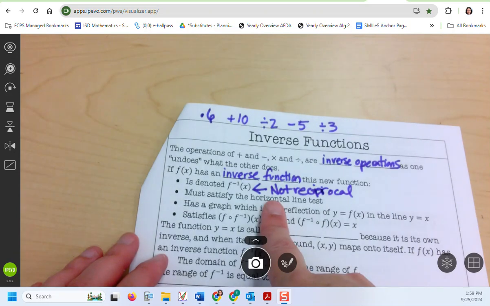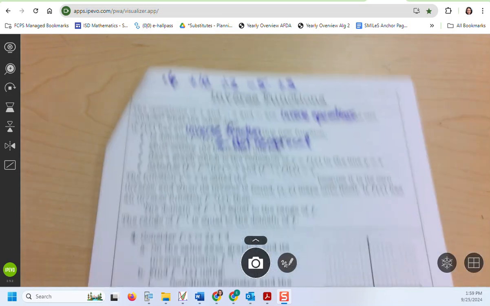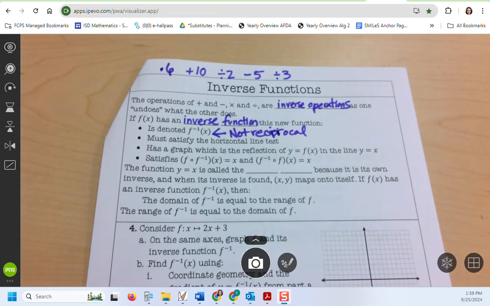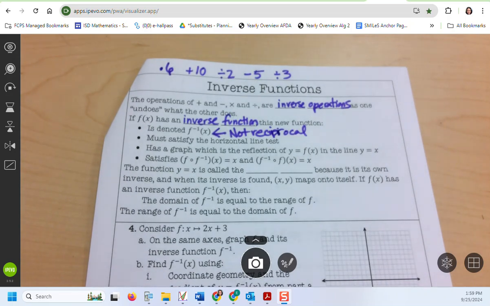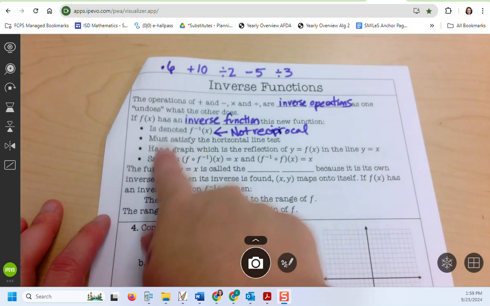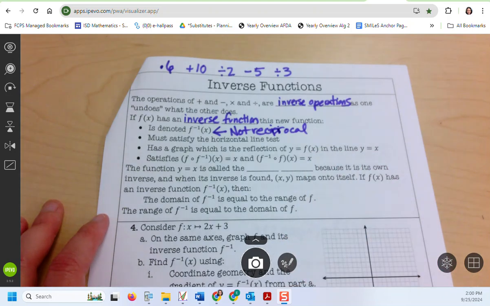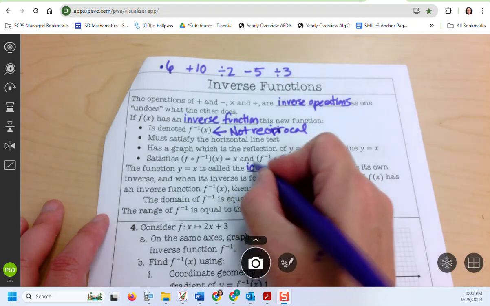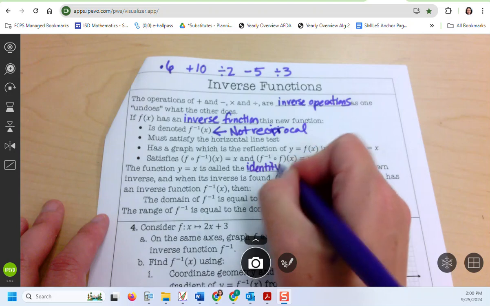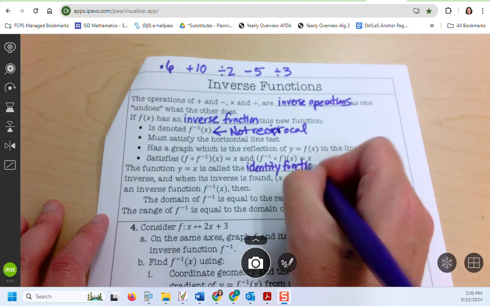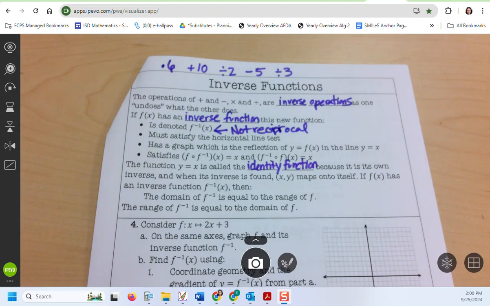It has to satisfy the horizontal line test. So you know that for it to be a function, it has to pass the vertical line test. When we find an inverse, the x and y's are changed. And so now, instead of it being x equals a number, it would be y equals a number. It's a horizontal line test. And the graph is going to be a reflection across the line y equals x. The function y equals x is called the identity function, because it's its own inverse.